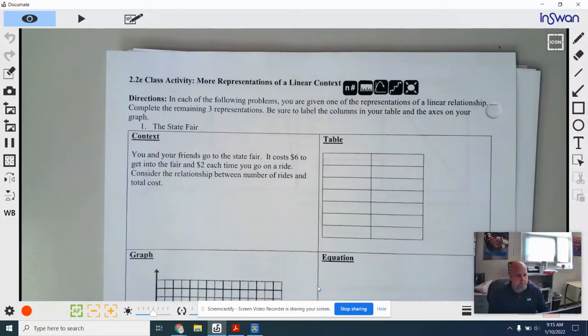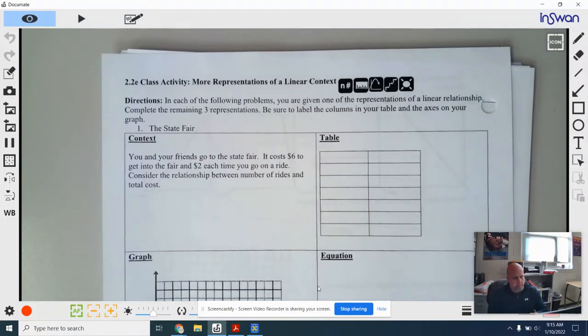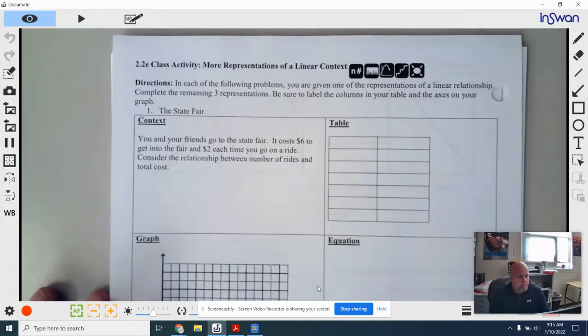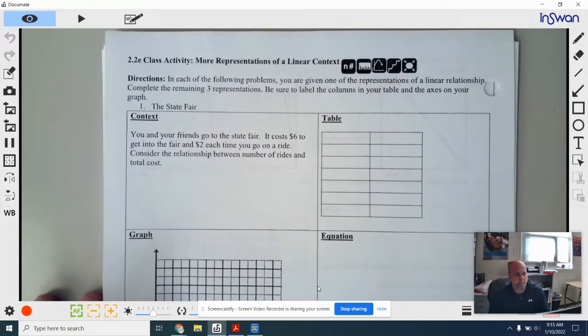Okay, guys, for today's lesson, you're going to need this sheet that says 2.2e class activity. This is page 63. Okay, page 63. So today we're going to talk about how we take word problems.